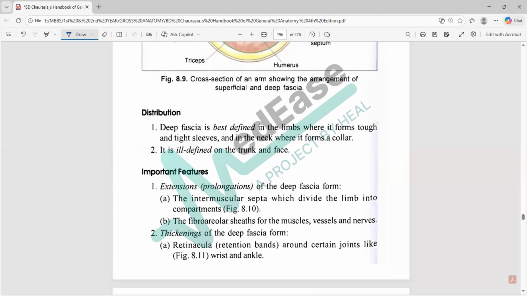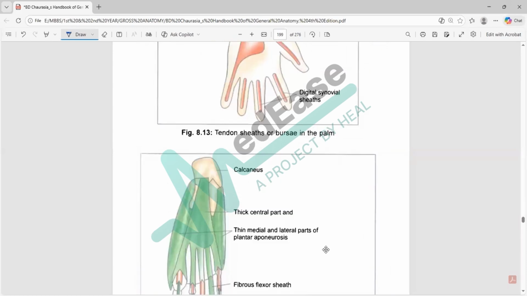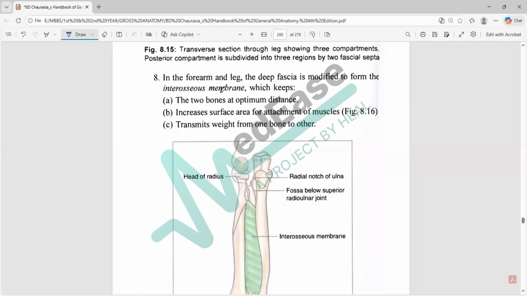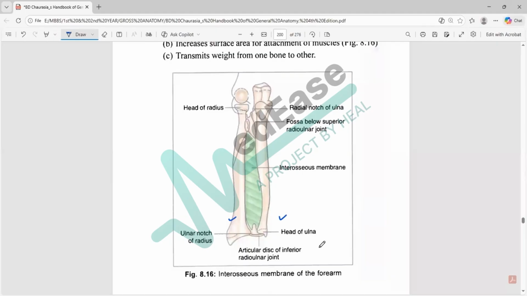And also it is involved in producing some important structures which you guys can see on the palmar aspect: the ulnar bursa, the flexor retinaculum, the palmar reticulum. We will be discussing them in the locomotor module as well. Moreover, it is involved in producing the interosseous membrane, which is a fibrous membrane connecting two bones. This could be the radius and ulna, and for the leg, the tibia and fibula mainly.